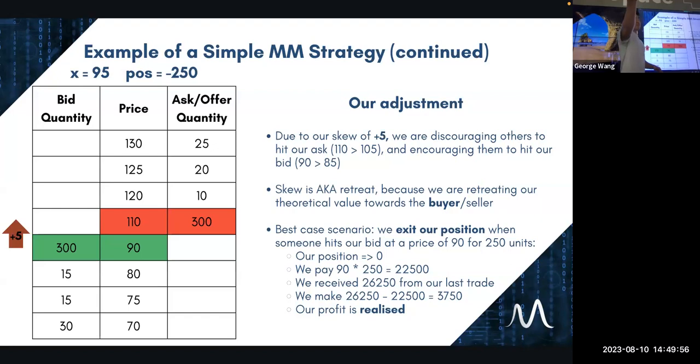Can somebody give me a worst case scenario given this? So best case is somebody hits our bid. What do you think the worst case might be? What's the worst case scenario as a market maker here? Anyone? Yep. Yeah, but what's the worst case scenario? Like what's something that someone can do to make our position really bad? If the price goes up, yes, but notice how we still have quotes, right? So what's something that someone can do to us?